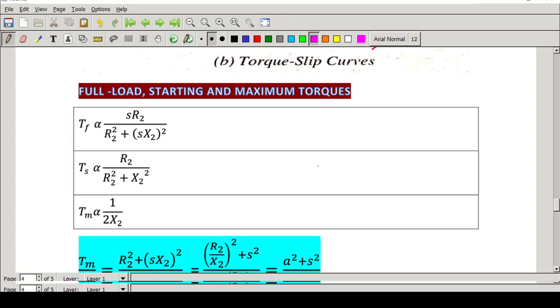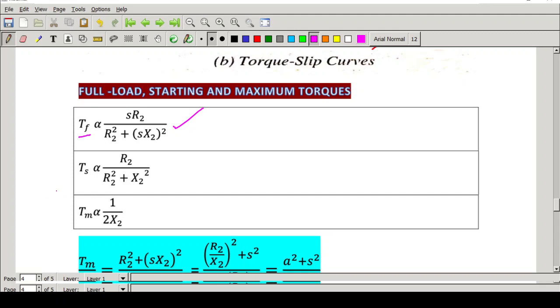So the full load torque, starting torque, and maximum torque, these three relations are very important. The full load torque is the same as what we have written for the running torque equation. It is given by S R2 divided by R2 squared plus (S X2) the whole squared. So this can be considered as the equation for the full load torque, that is, when the motor is loaded and running.